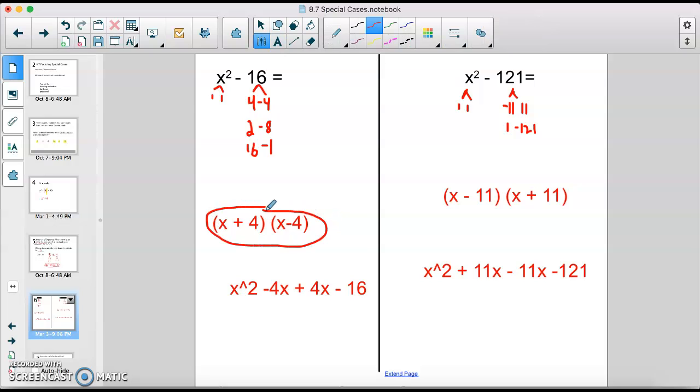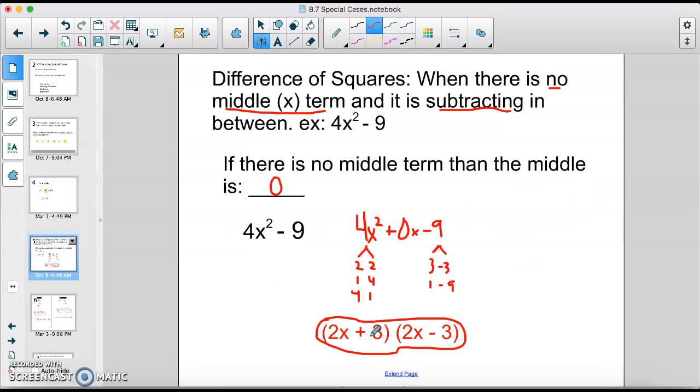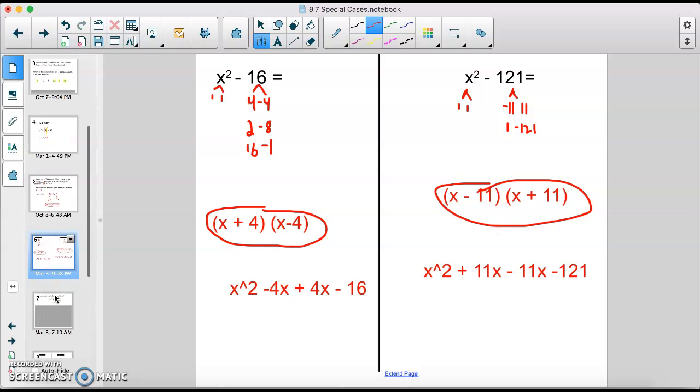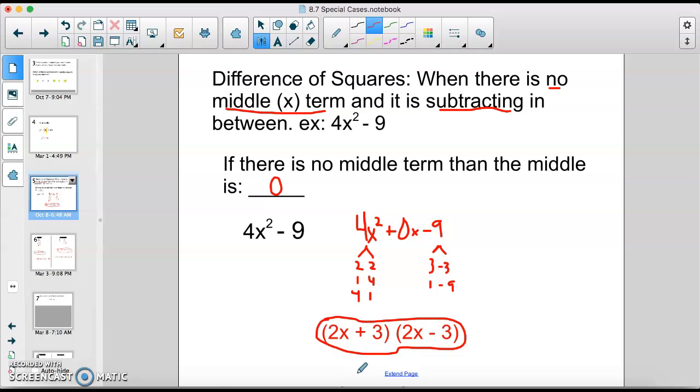So my question to you, is there a pattern? If you look back here, 2x plus 3, 2x minus 3. X plus 4, x minus 4. X minus 11, x plus 11. You might have realized that the parentheses actually match except for the plus or the minus. So if I look back here, 2x and 2x, and then 3 and 3, one was a plus, one was a minus.